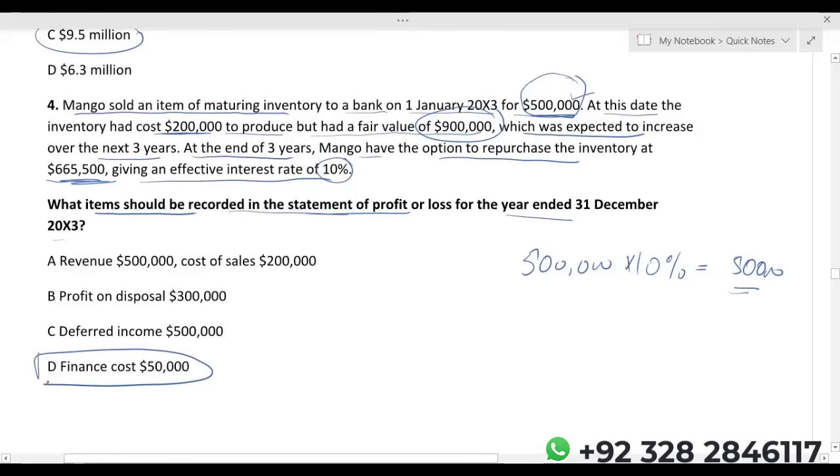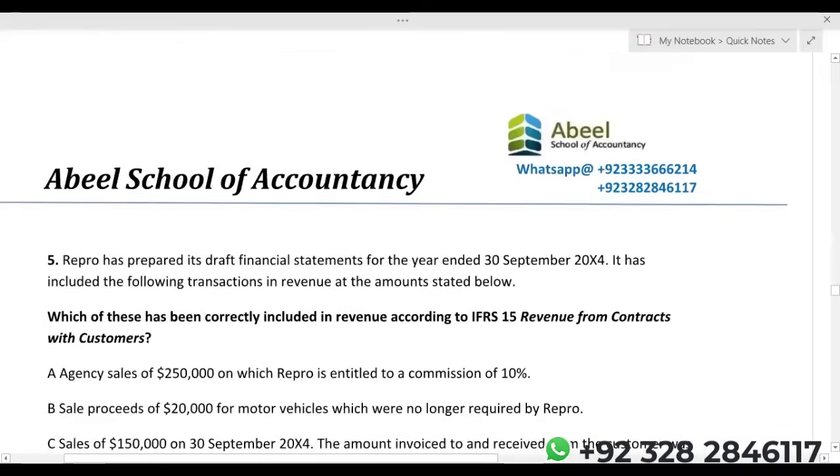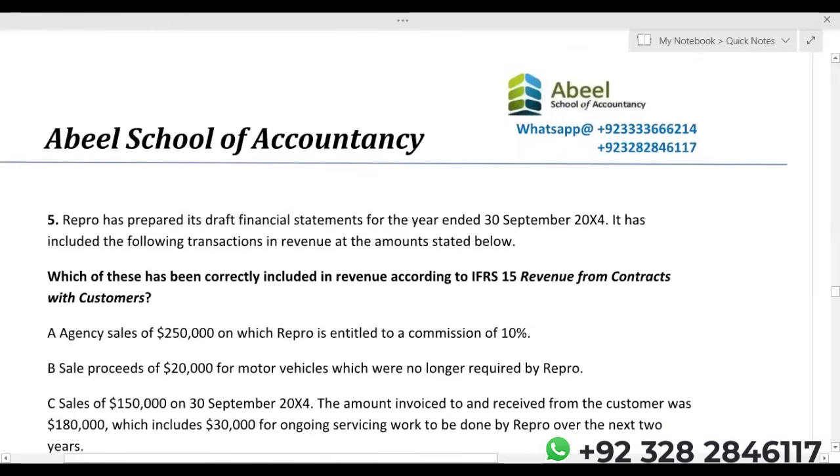So here you will apply the concept of substance over form, because nobody will sell an inventory which is having a fair value of 9 lakh for 500,000. And then the question says the inventory value will keep increasing as well. So the examiner has tested here, I would say, a substance over form scenario. Okay.